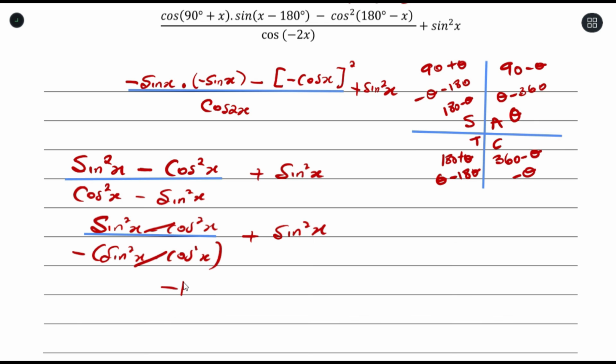So you're just left with negative 1 plus sine squared x, right? Which, as you know, is the same thing as saying sine squared x minus 1. And that's also an identity. And this identity gives you negative cos squared x. And that's the simplification of this expression. That's it.